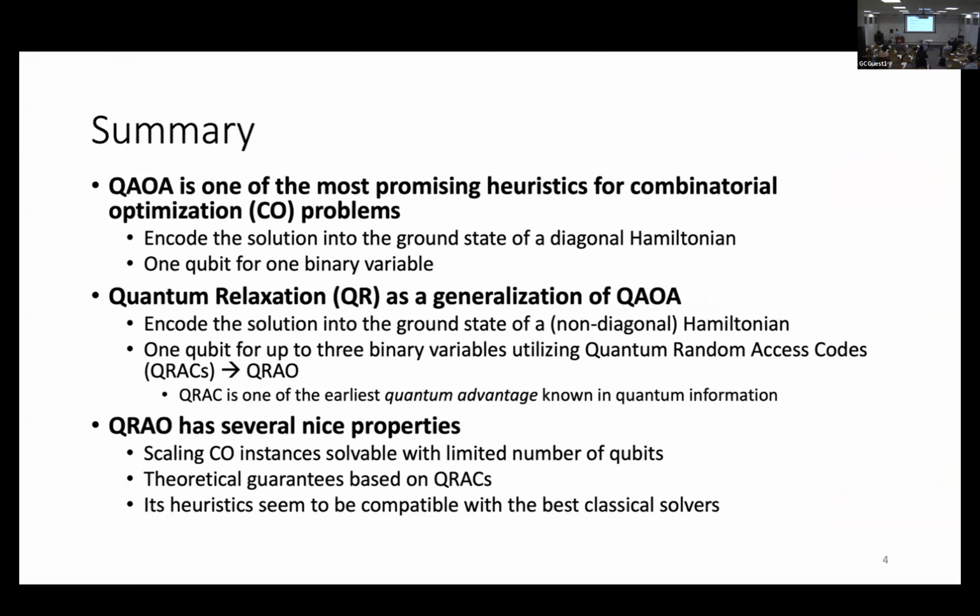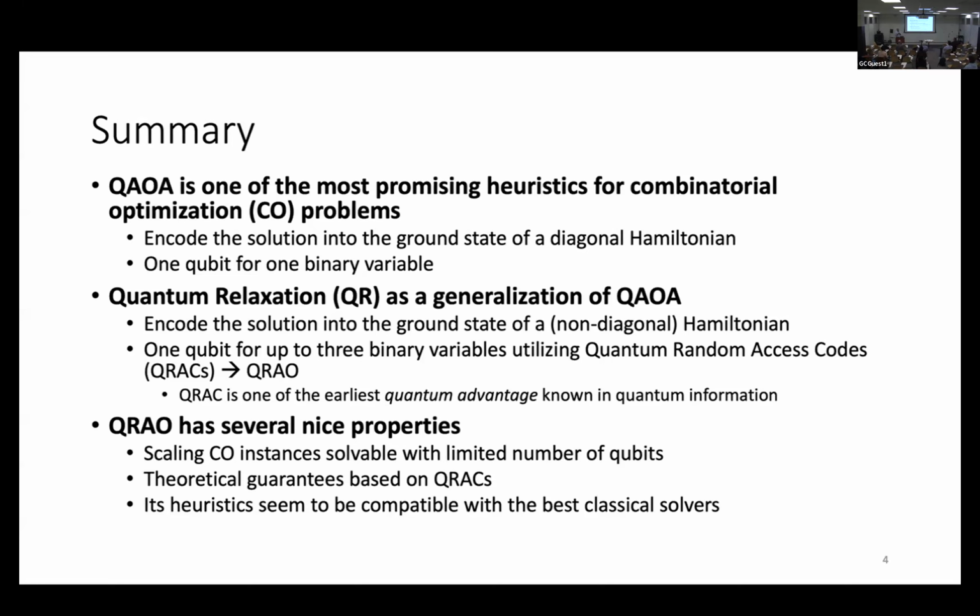This is the summary of what I'm going to present. First, I'm going to talk about QAOA, the quantum approximate optimization algorithm. We believe this is one of the most promising heuristics for combinatorial optimization problems. The idea of QAOA is to find a solution of a combinatorial optimization problem by encoding the solution as a ground state of a diagonal Hamiltonian. For that, we need to use one qubit for one variable, usually a binary variable, a decision of 0 or 1, yes or no.